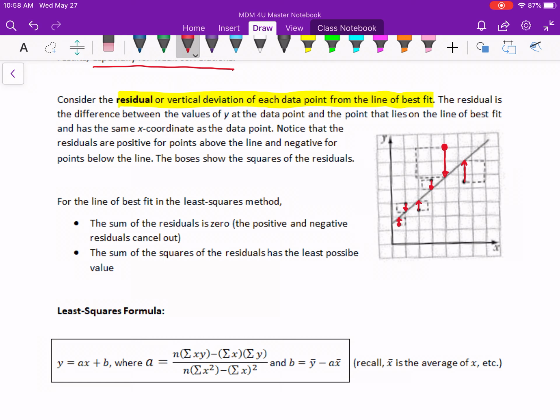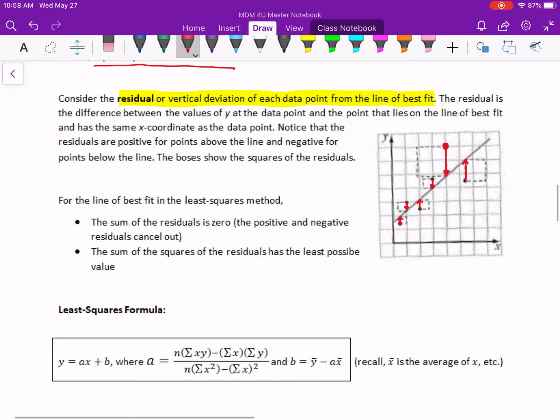So it's on the y value anyway. I'm just skimming through what the note says here. Same x coordinates. So basically what I just illustrated here. Notice that the residuals are positive for points above the line, and they're negative for points below the line.